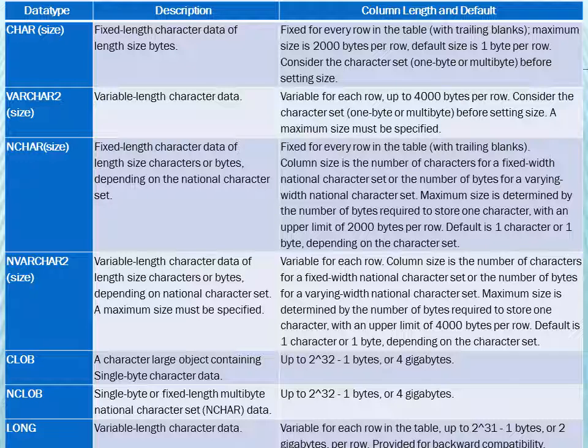Next is nchar of size. It is fixed length character data of length size characters or bytes, depending on the national character set. That is, we can store the data in the format of Unicode. The upper limit of this is 2000 bytes per row. Default is 1 character or 1 byte, depending on the character set.